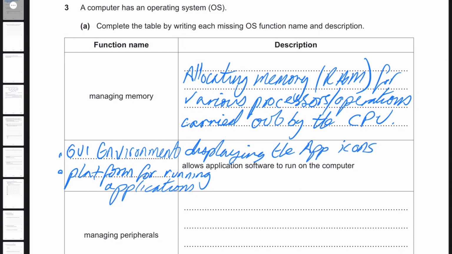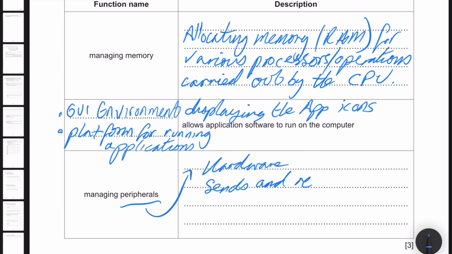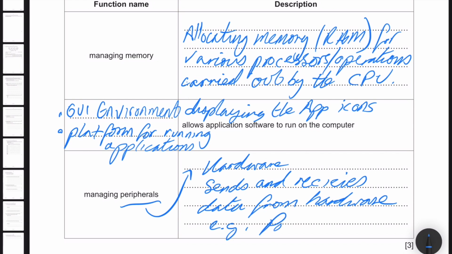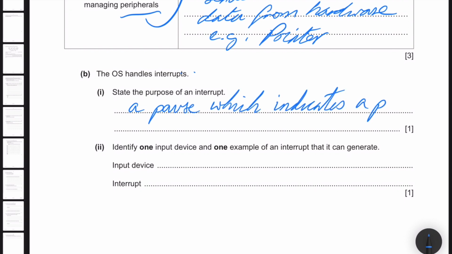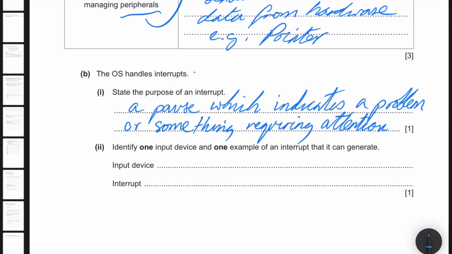Okay, managing peripherals. Peripherals being hardware, so that sends and receives data from hardware, e.g. printer. Okay, so that's how I would do it, and of course it's I before E except after C, so that would be EI. So hardware sends and receives data from hardware, e.g. a printer. Part B, state the purpose of an interrupt. A pause which indicates a problem or something requiring attention.